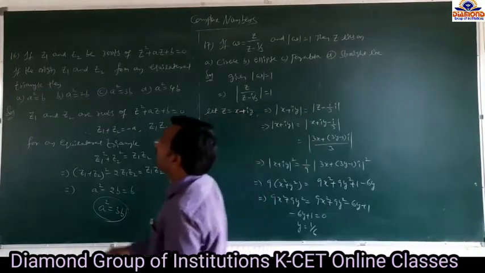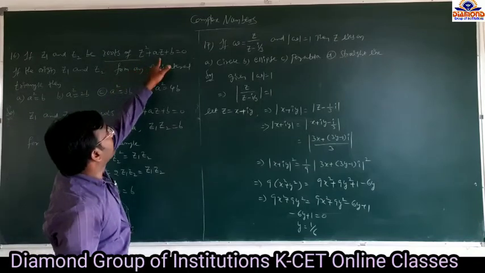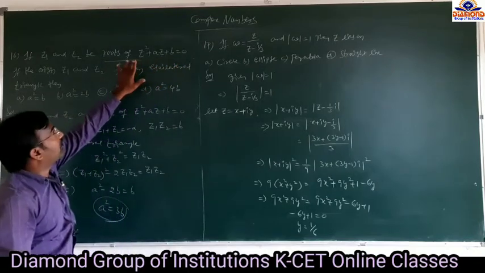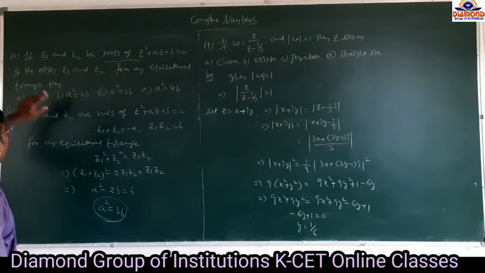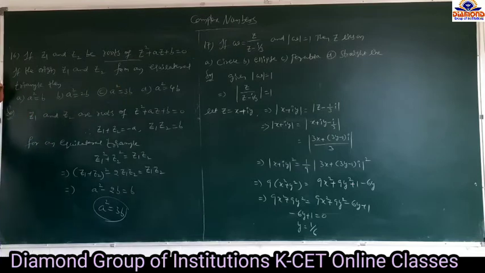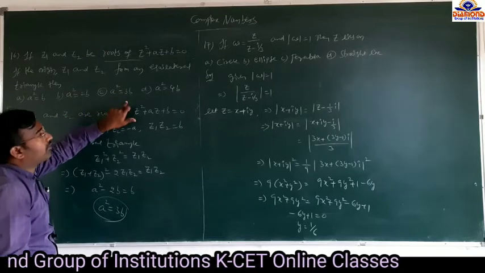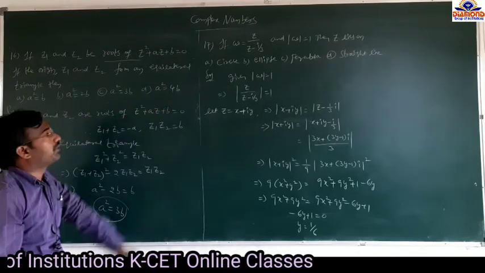Next problem. If Z1 and Z2 are roots of z square plus az plus b equal to 0, this is a quadratic equation in z. If the origin, Z1 and Z2 form an equilateral triangle, then option A: a square equal to b. Option B: a square equal to 2b. Option C: a square equal to 3b. Option D: a square equal to 4b.